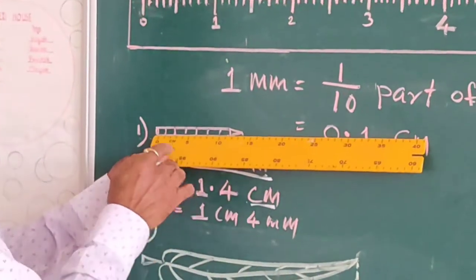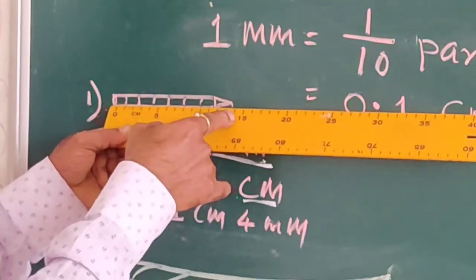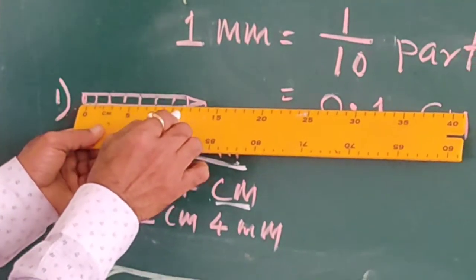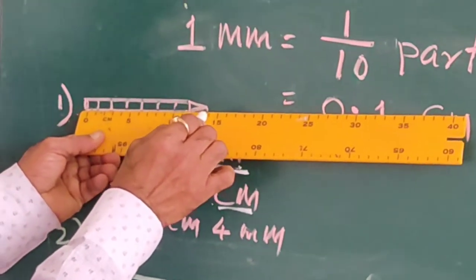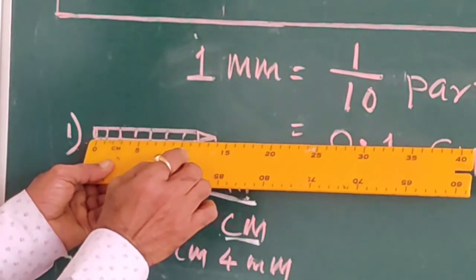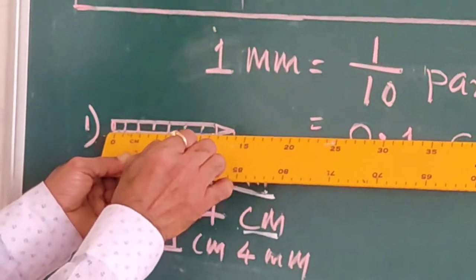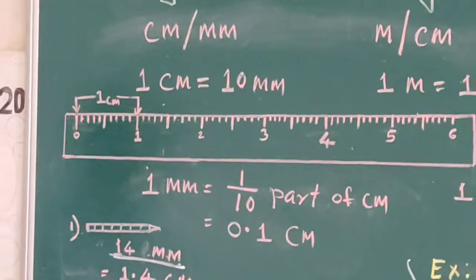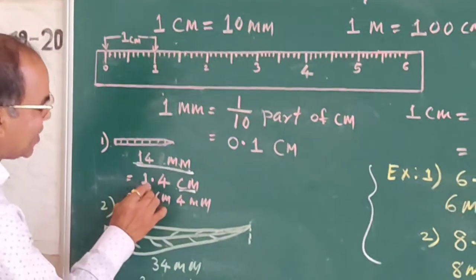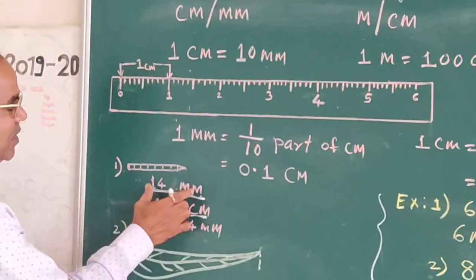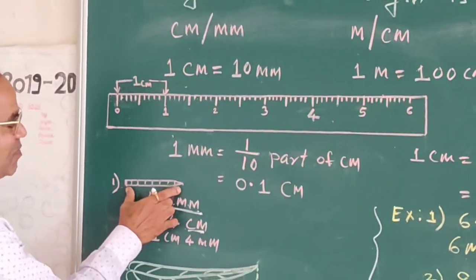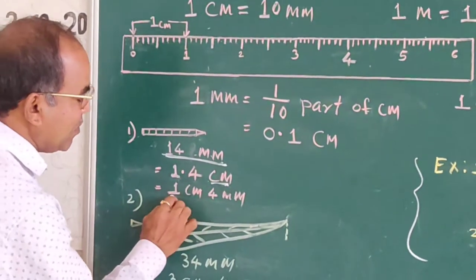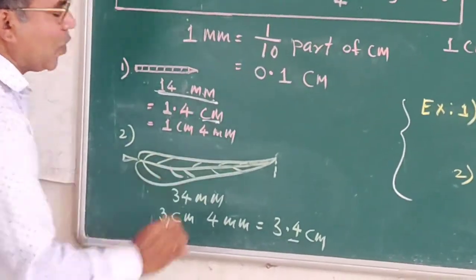You can see again, the total is 14 millimeter. You can count 1, 2, 3, 4, 5, 6, 7, 8, 9, 10, 11, 12, 13, 14. That means 10 millimeter is equal to 1 centimeter, so it is equal to 1.4 centimeter. That means the length of this pencil is 14 mm, and in centimeter it is 1.4, that is, 1 centimeter 4 mm.